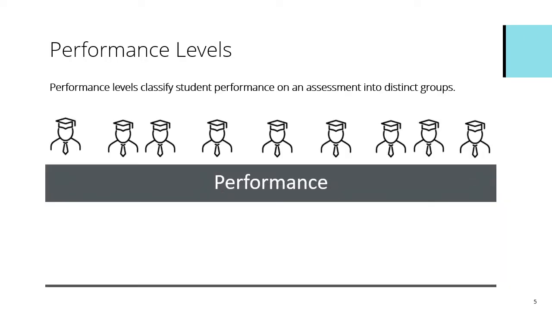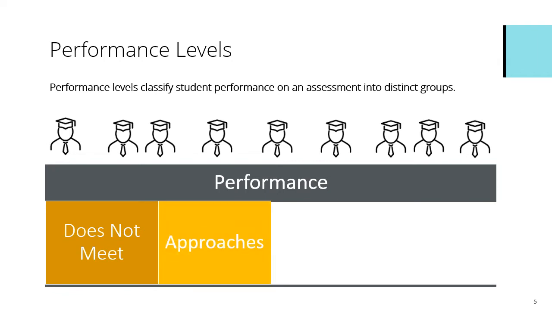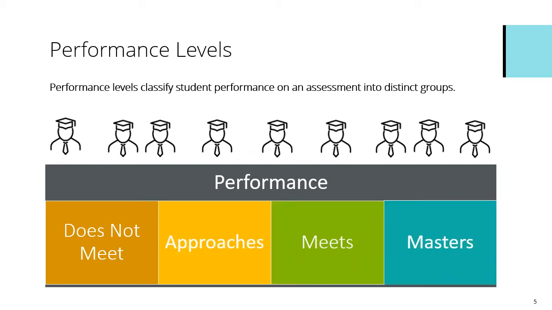One way that we can group student performance on an assessment is with performance levels. The performance levels could simply be pass and does not pass, or on a classroom test, the well-known letter grades of A, B, C, and F. Whatever the labels, performance levels classify student performance on an assessment into distinct groups. For the STAAR assessments, the performance levels are does not meet, approaches, meets, and masters.